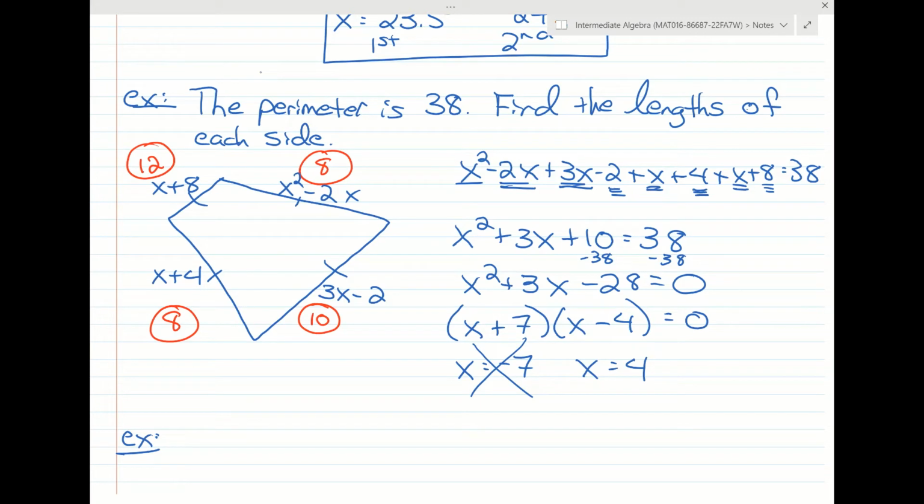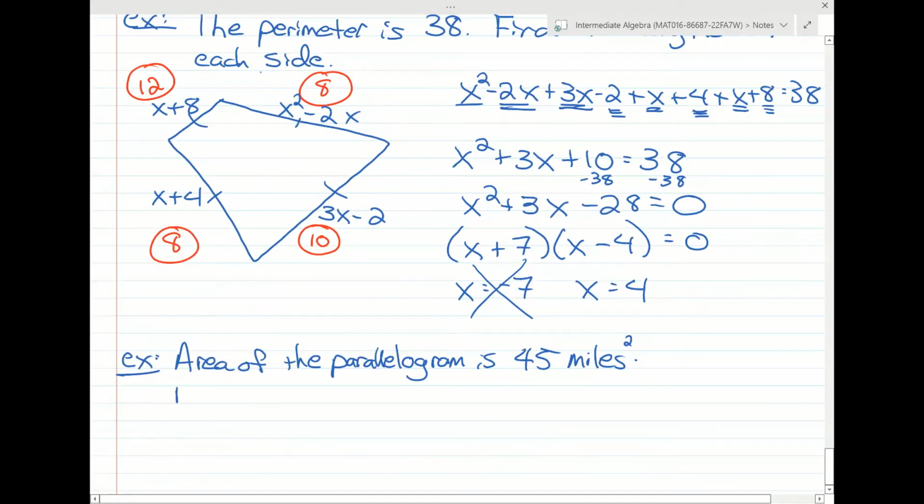So let's say the area of the parallelogram is 45 square miles. Find the base and the height.